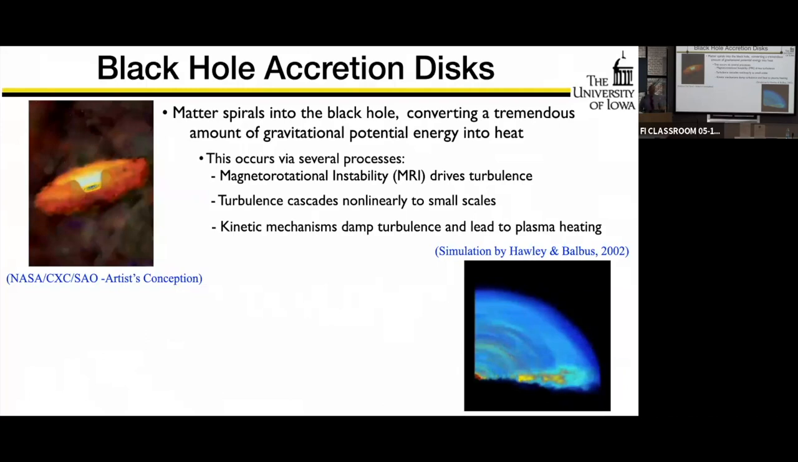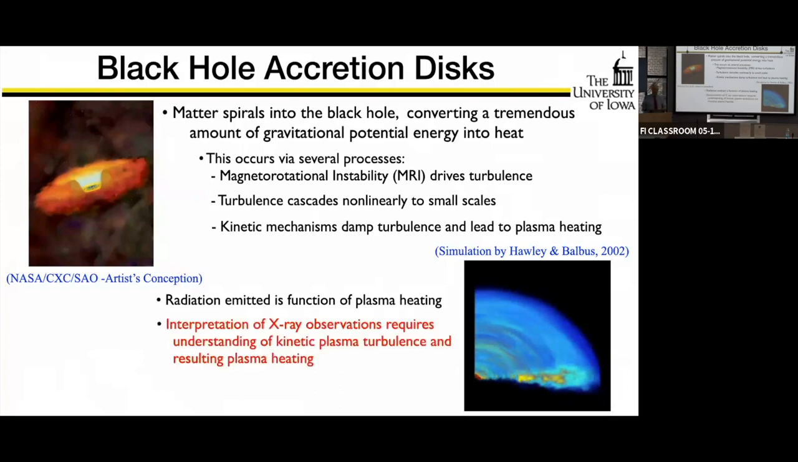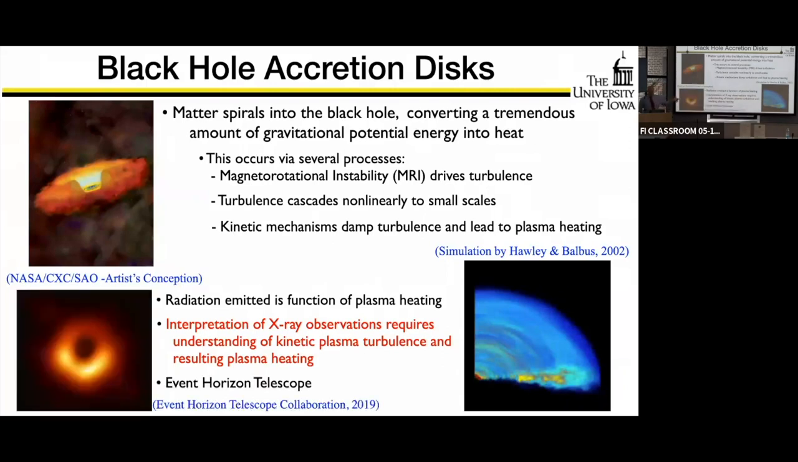Why do we care about all of that? Well, we care about it because the radiation that's emitted from that accretion disk plasma is a strong function of the plasma heating. So if we want to interpret X-ray observations of black hole accretion disks, it requires that we understand the kinetic plasma physics and the resulting plasma heating due to the dissipation of turbulence. And of course, a great example of this is the Event Horizon Telescope image. This is that first image in 2019 of M87. We want to be able to interpret that and understand it.